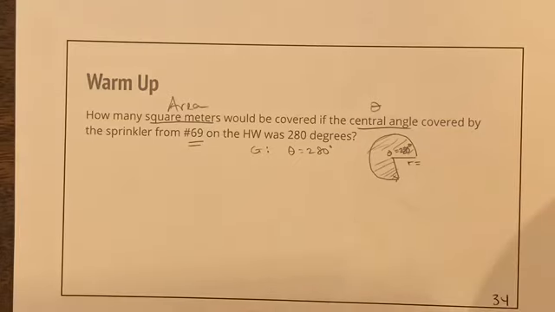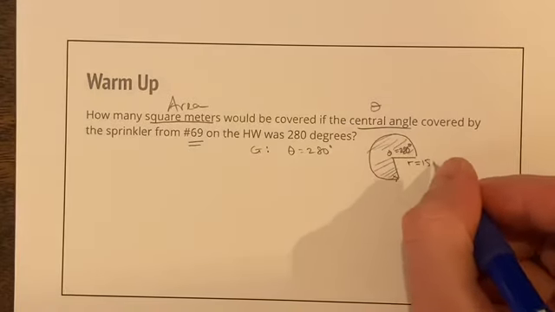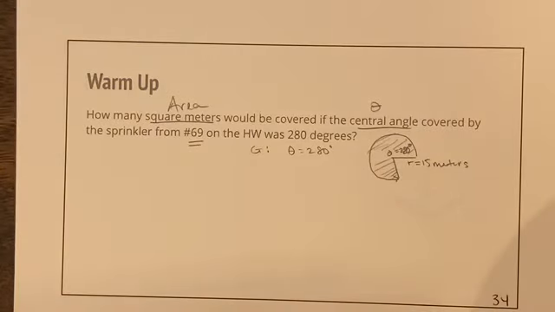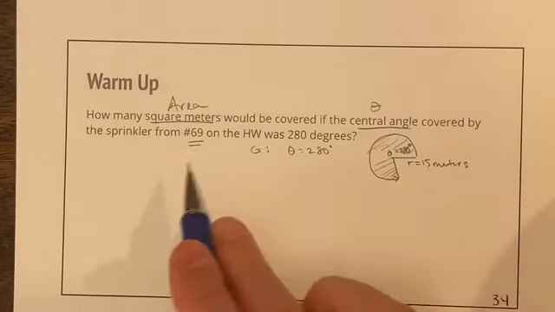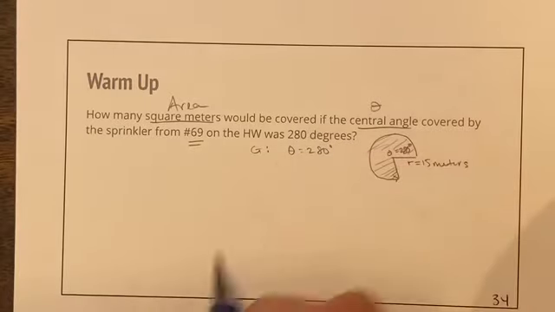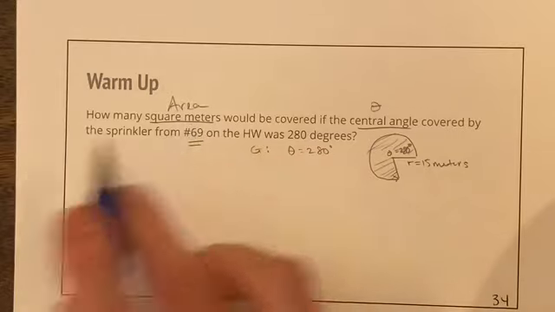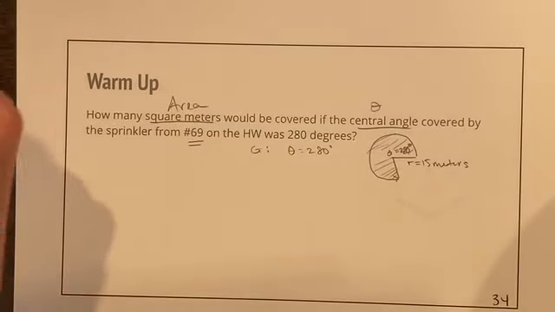The radius that the sprinkler could cover was 15 meters. And the problem for number 69 was at 140 degrees, and you had to find the area of the region. So essentially you would need to use the area of a sector formula. But now we change it up a bit. We have 280 degrees. So we know our central angle and our radius.